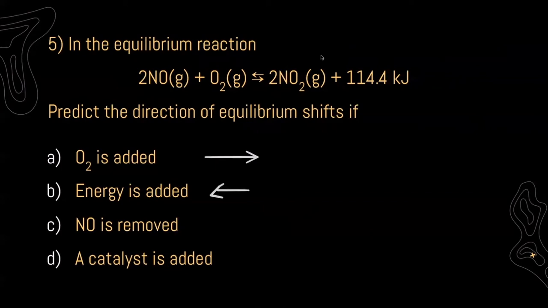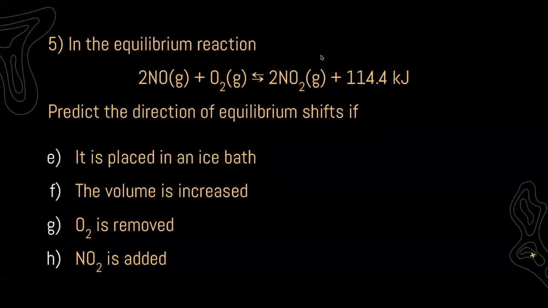If we remove nitrogen monoxide, we are lowering our reactants. That means our reaction is going to go to the left. If we add a catalyst, it's not going to do anything. All it does is lower our activation energy. So it would have no effect.